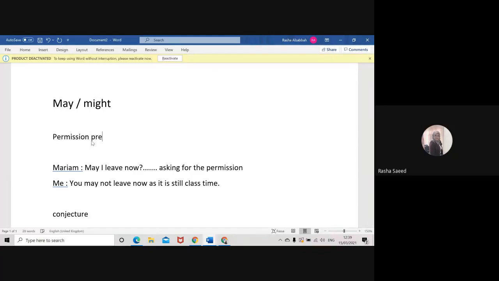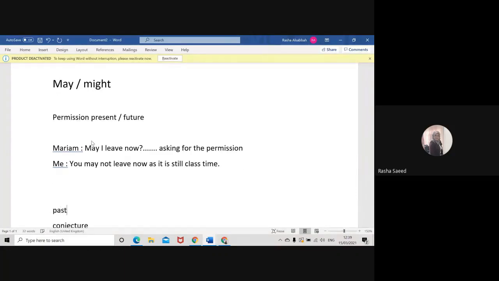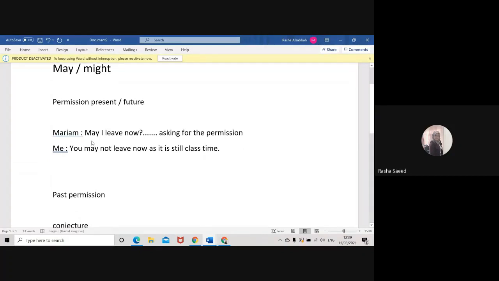present, and it comes either for the future. What about the past? Permission, how do we explain it? How do you explain past permission?